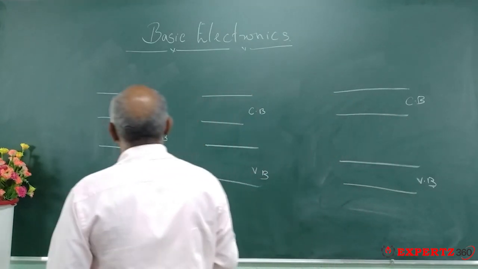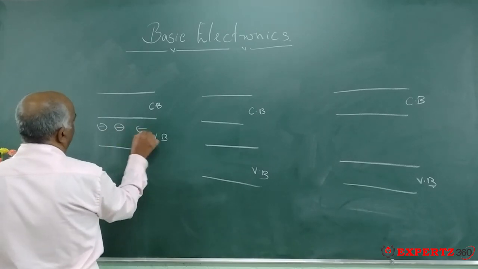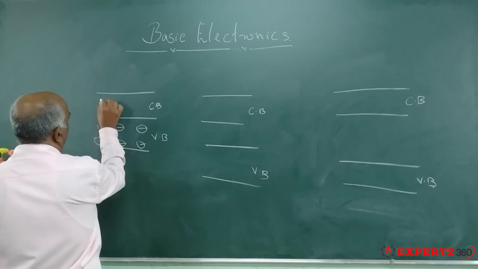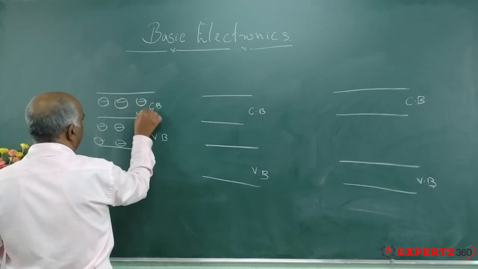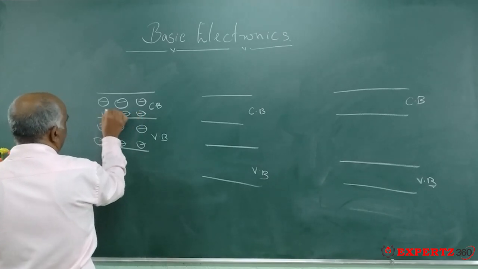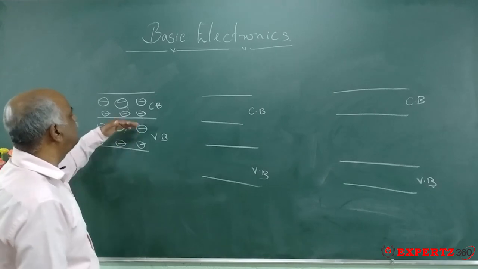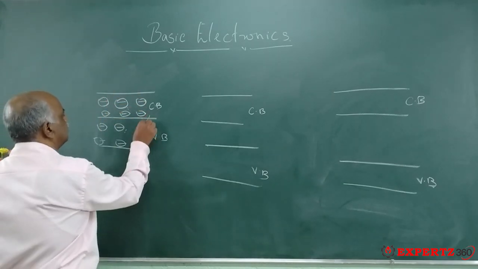So in this material, you see, you have the valence band with the electrons revolving in the orbits, not free to move, and in the conduction band you again have free electrons, which do not have any orbit. Since these two overlap each other, the electrons can easily jump into the conduction band. It is overlapping each other.